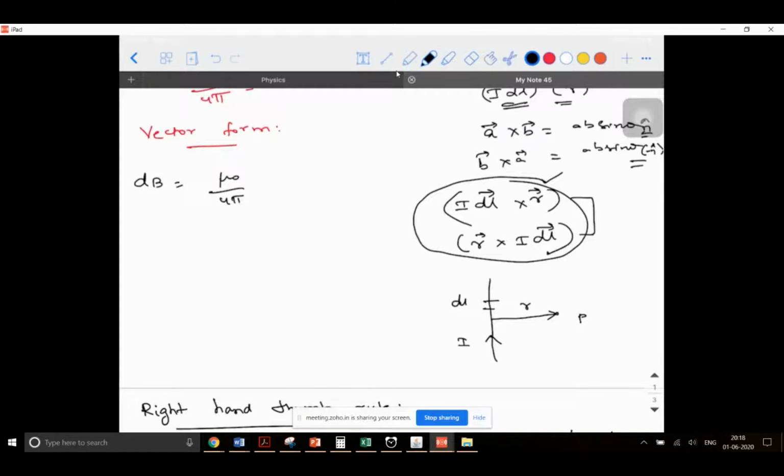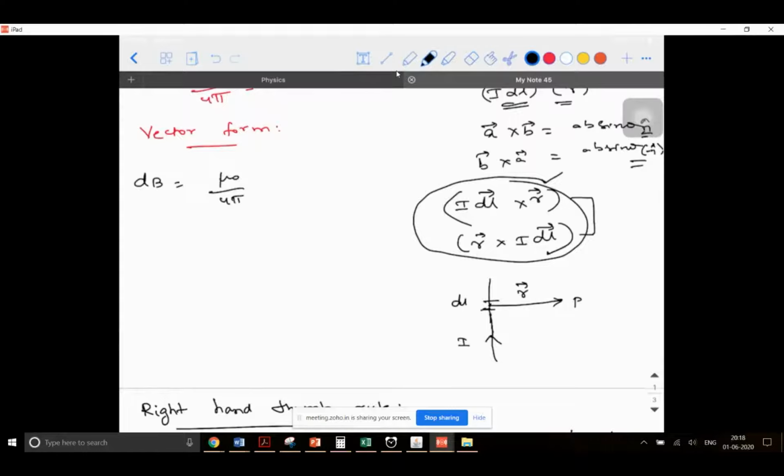There is one important point I wanted to mention. This r vector should always be started from the dl, that should be the starting point, and P should be the ending point. This is how you draw. So I dl cross r. Now, I'll make it even more simple. If I take this point as P, then this distance is going to be r vector, right?